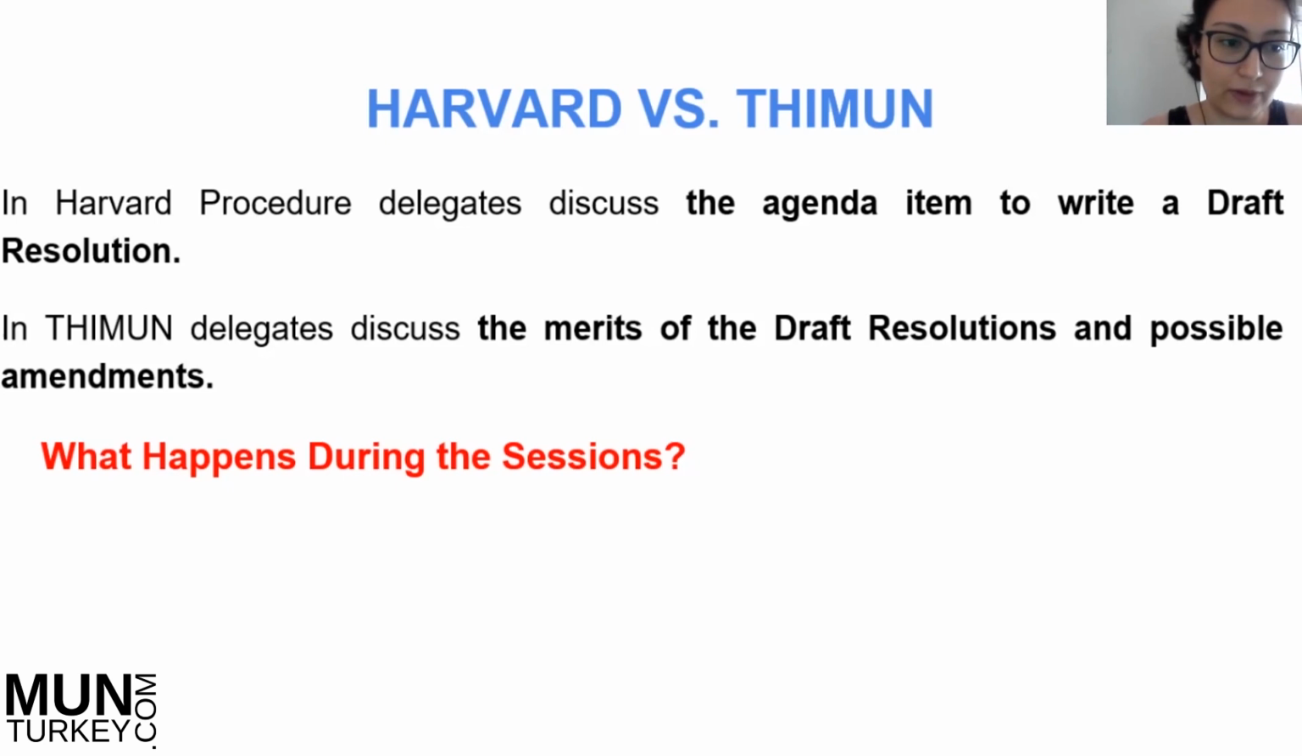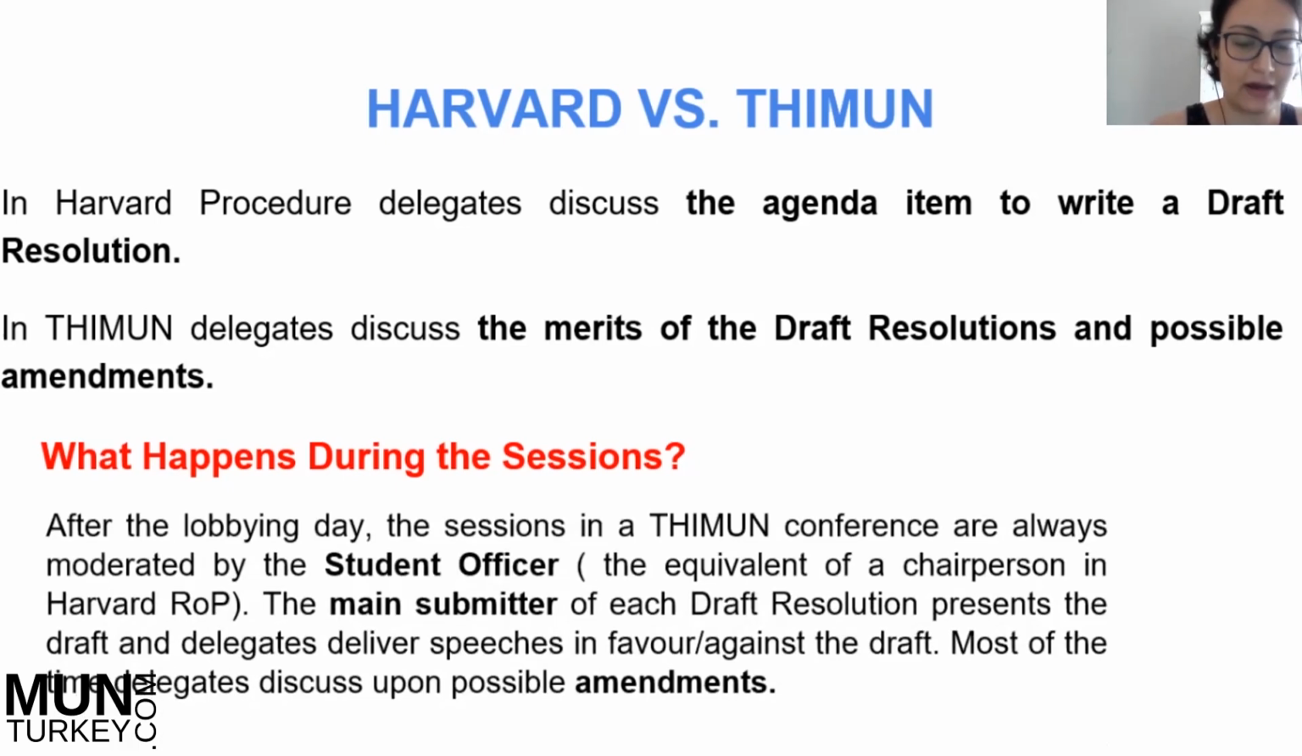So let's have a look at what actually happens during the sessions. After the lobbying days, the sessions in a THIMUN conference are always moderated by the student officer. So student officer means a chairperson in THIMUN. However, there is a little difference. In most of the THIMUN conferences, instead of having an academic team member write the study guides, the student officer prepares the study guides and the student officer also rules the committee. So they're like both a chairperson and an academic team member.